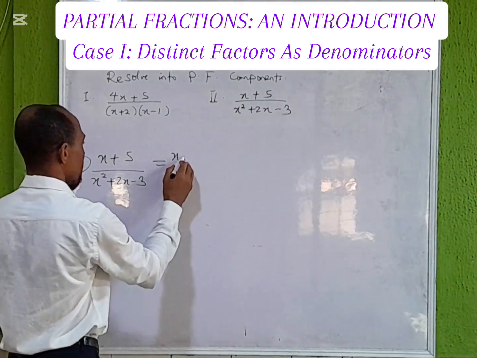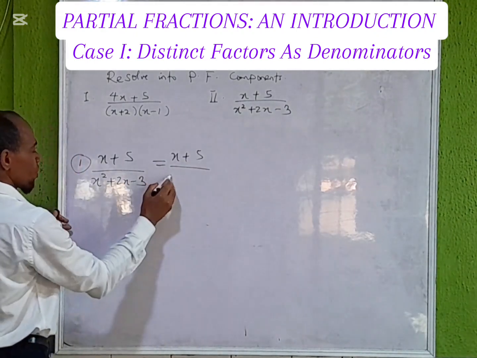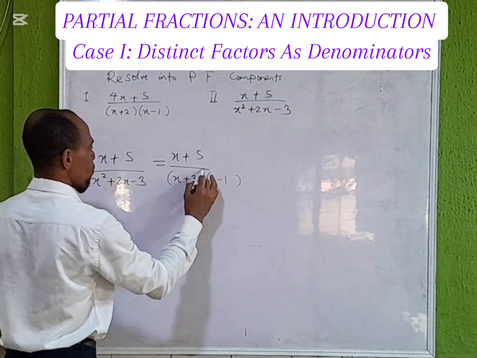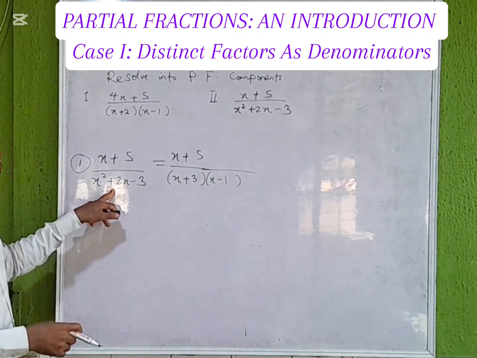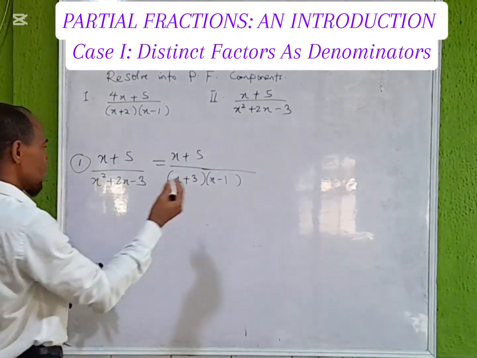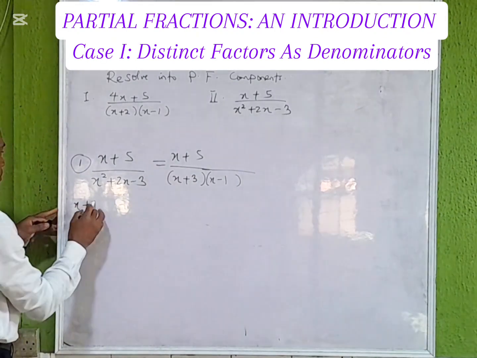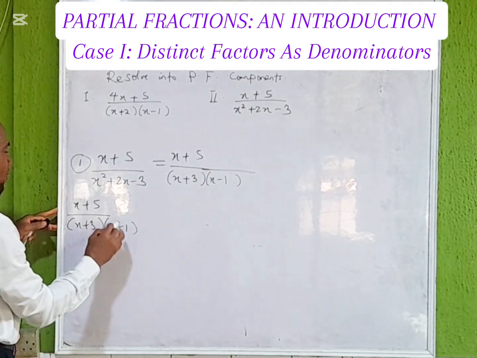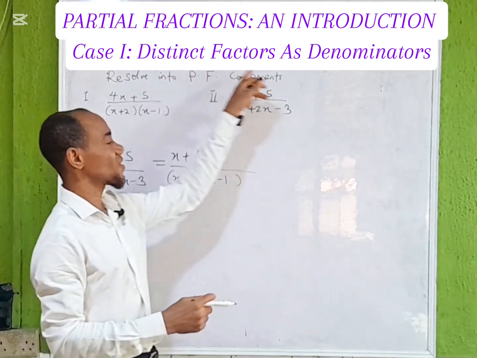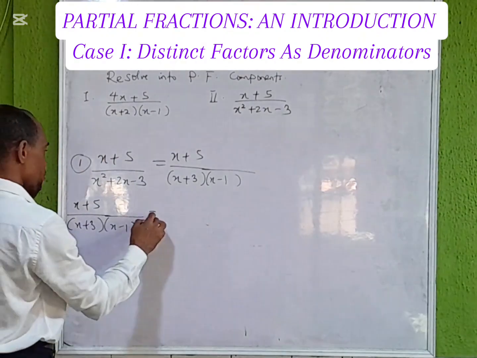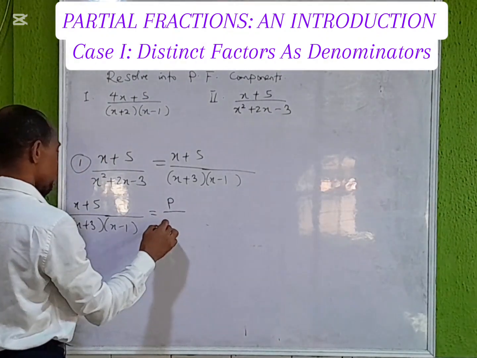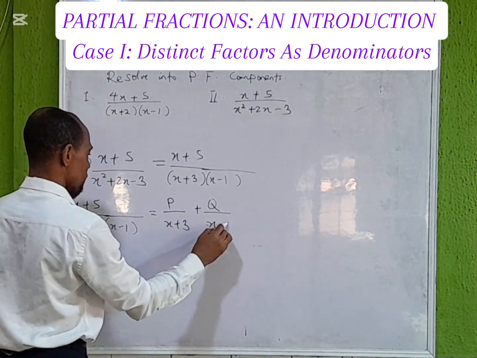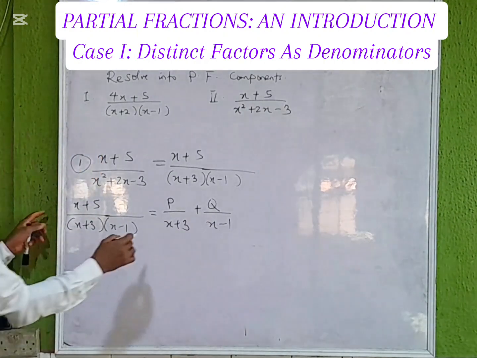So when you factorize this, you're going to have x plus 3 and then x minus 1. Those will be the factors of x squared plus 2x minus 3, which is now simplified as, because we have two distinct factors, don't forget we are under the heading distinct factors, we can choose to use any letters, p over x plus 3, then q over x minus 1. And go ahead as before.